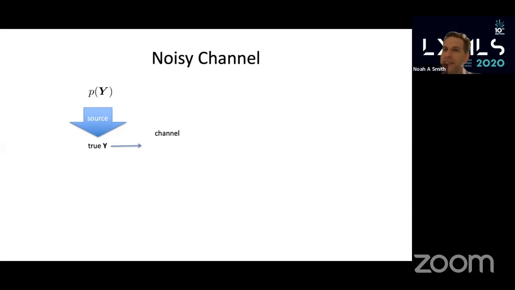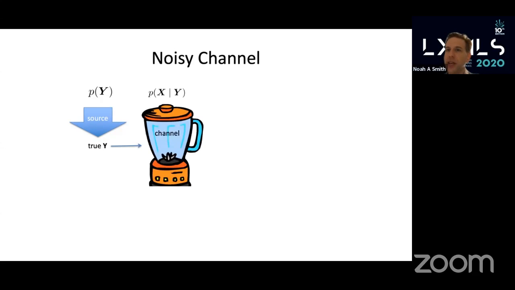And then what happens to that value is it gets passed into an object called the channel, which I like to think of as a blender that changes or disrupts or messes up that value, giving you a new value called x, a new random variable x. So the channel defines a random process for transforming a y into an x.